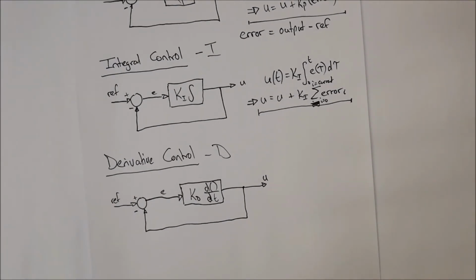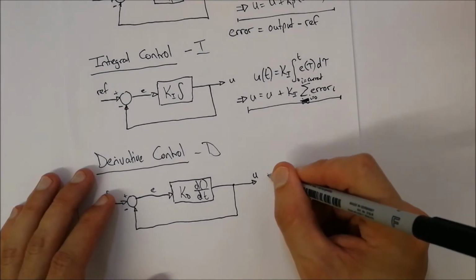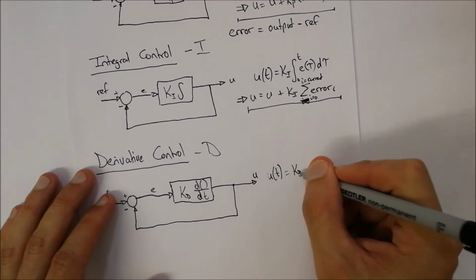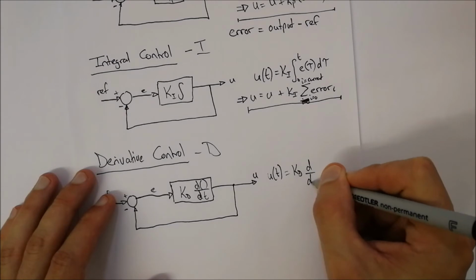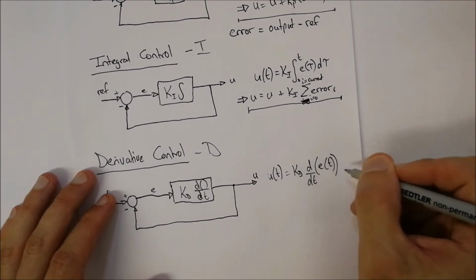So with your derivative control, basically it monitors the ramp rate and tries to prevent overshoot. So it looks at the ramp rate in terms of over time. Your general control books would then say the formula for this is u of t is equal to Kd d/dt of e of t.